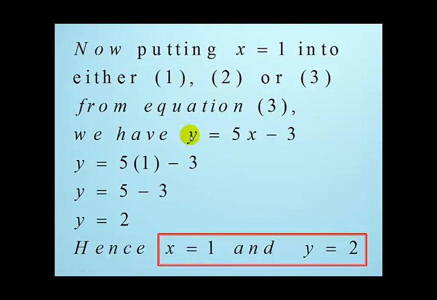Now from equation 3, y equals 5x minus 3. So if y equals 5x minus 3, now we substitute 1 wherever you see x. And in doing that, we have y equals 5 times 1 minus 3. And 5 times 1 is 5. 5 minus 3 is equal to 2. This means that the value of y is equal to 2. Hence, x equals 1 and y equals 2.